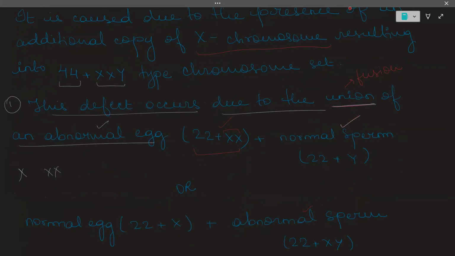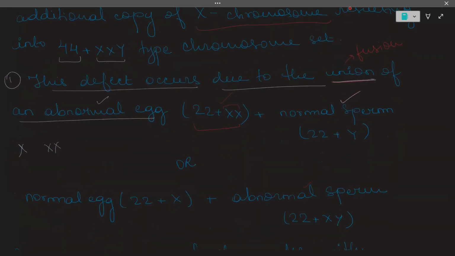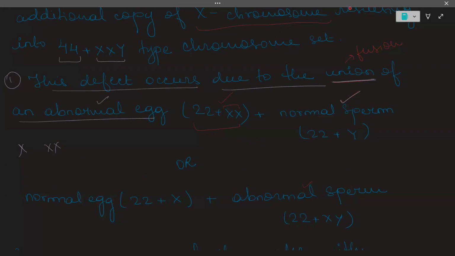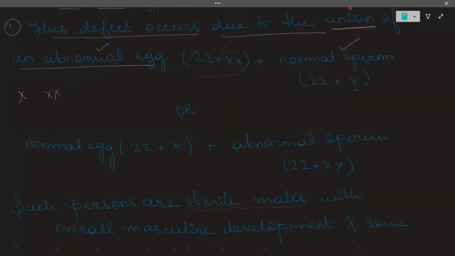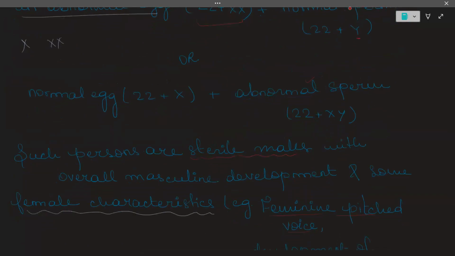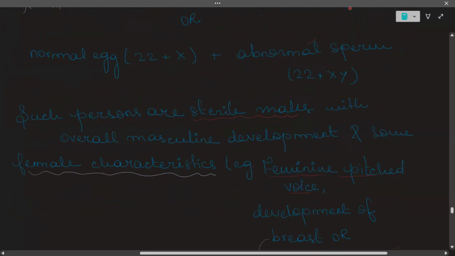So this defect occurs due to the union when an abnormal egg and a normal sperm fuse, meaning an egg which is 22 plus XX, meaning it has an extra X chromosome, and the normal sperm that has either the Y or the X. And apart from this, the opposite condition can be that the egg is normal but the sperm is abnormal. Such persons are sterile males, they cannot reproduce.